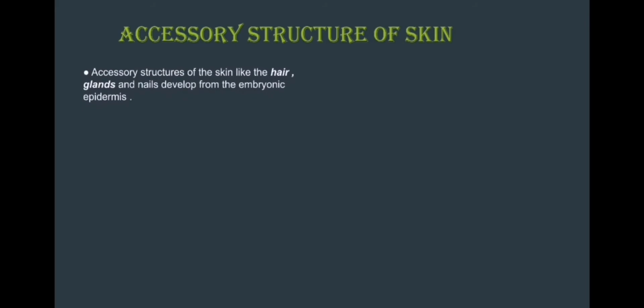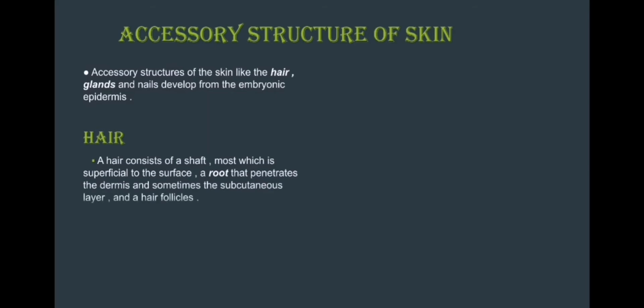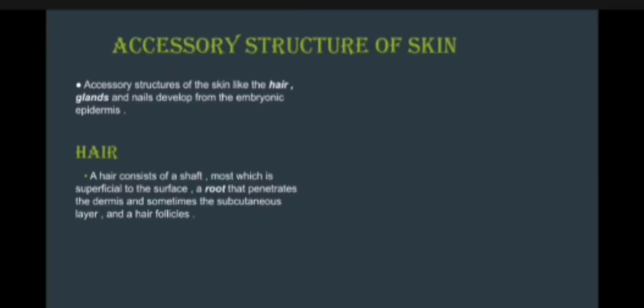Let's proceed to the accessory structures of the skin. The accessory structures of the skin, like the hair, glands, and nails, develop from the embryonic epidermis. And when we say embryonic epidermis, it is the developing part of the epidermis. The first one is the hair, which consists of a shaft, most of which is superficial to the surface, a root that penetrates the dermis, and sometimes a subcutaneous layer, and the hair follicles.